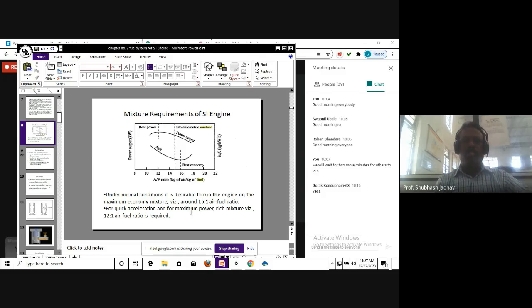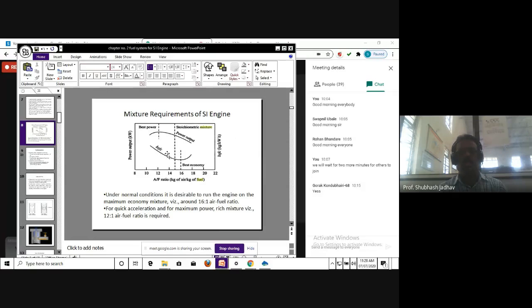So when sudden acceleration is going to be there, our requirement is not the economy now, our requirement is the power. So our requirement has changed now, and according to the change in requirement, we want a rich mixture. Here we required economy mixture, here we have a rich mixture, which is around 12:1. So you can see over here, this is the power output line, and we can see the maximum power output we are getting at 12:1 air fuel ratio. That means whenever power is our requirement, then we have to use 12:1 air fuel ratio.